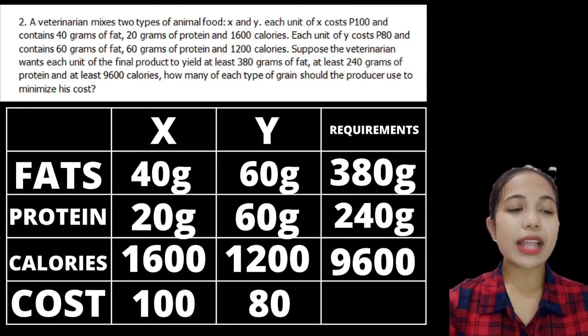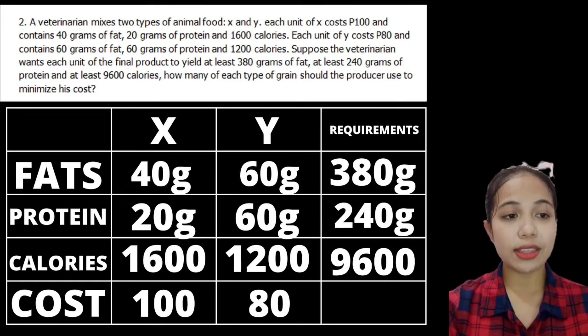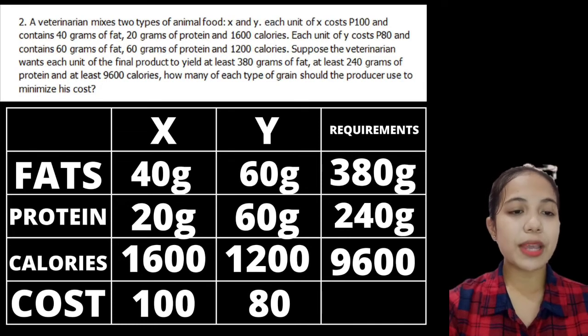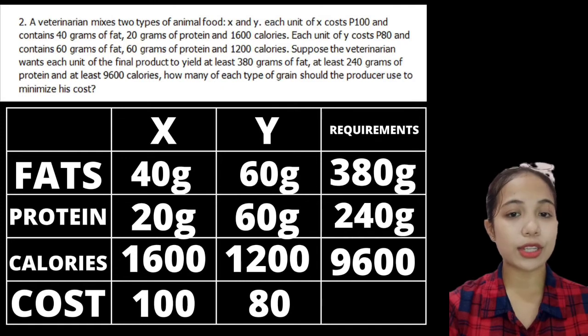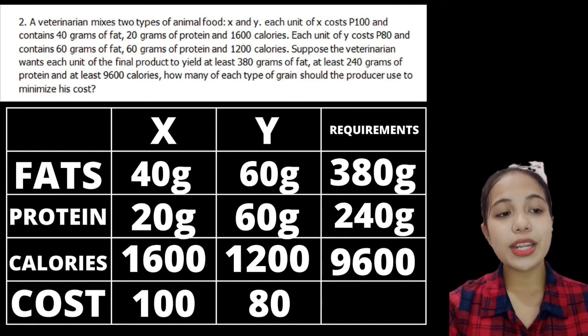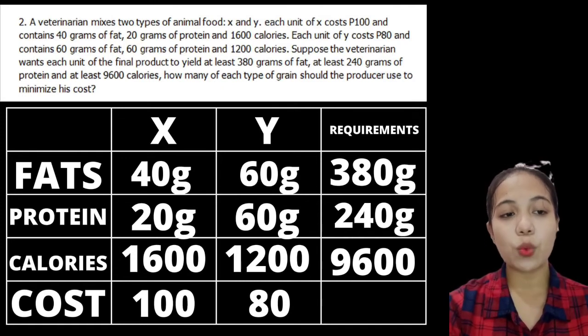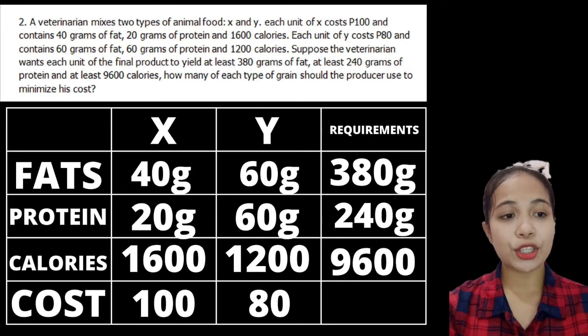The required fat must be at least 380 grams, protein must be at least 240 grams, and calories must be at least 9,600. So how many grain X and how many grain Y must the producer use to achieve the requirements with the least cost? To know the answer, just keep on watching as my co-students will explain.